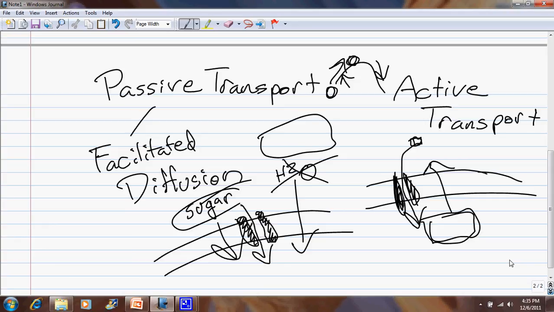Well, the last two things we're going to talk about are endocytosis and exocytosis. I'll give you a little preview while we wait for this to load. Now, endocytosis, remember the word endo. Endo simply means inside. And so when we're talking about endocytosis, we're talking about bringing something inside. And exocytosis, remember, exo means to exit. So we're talking about getting rid of something.